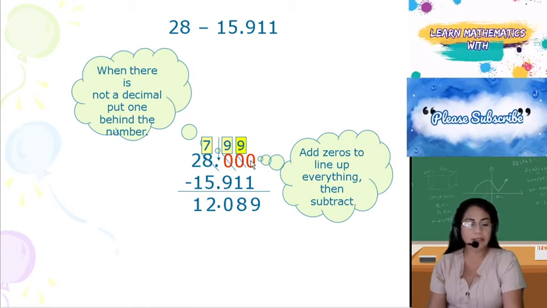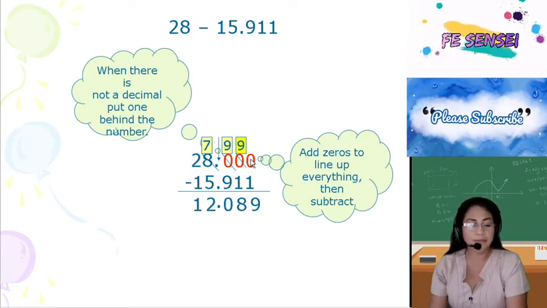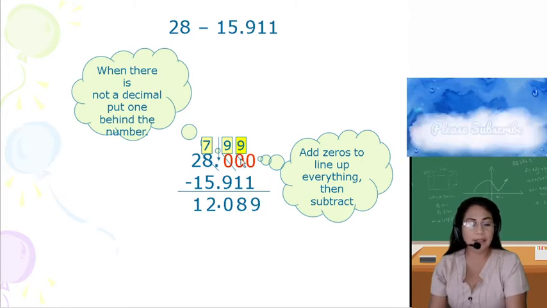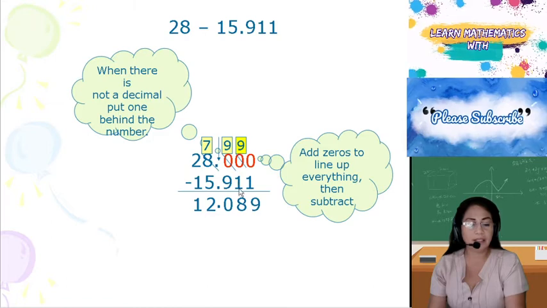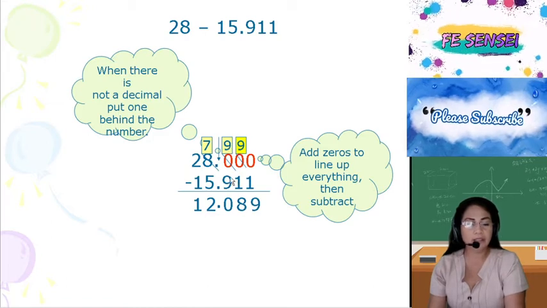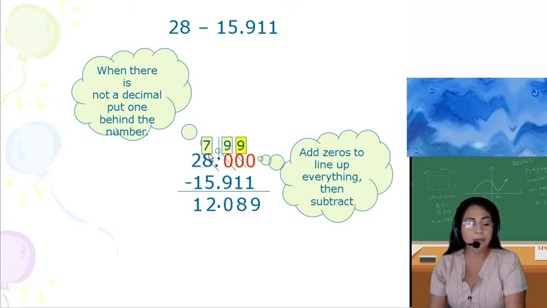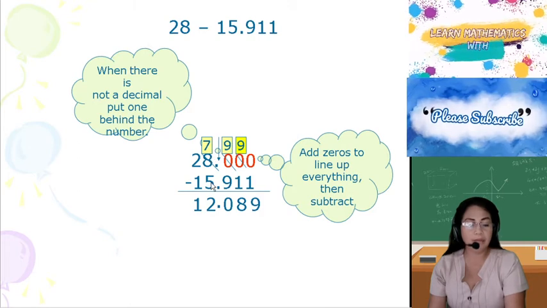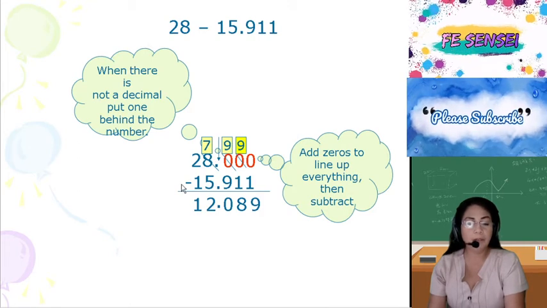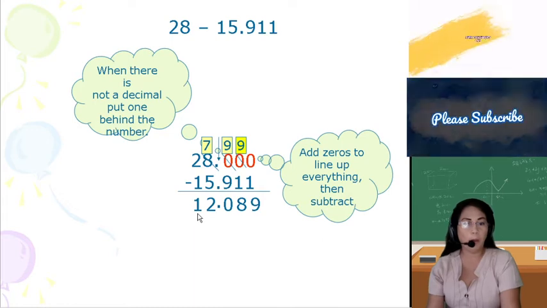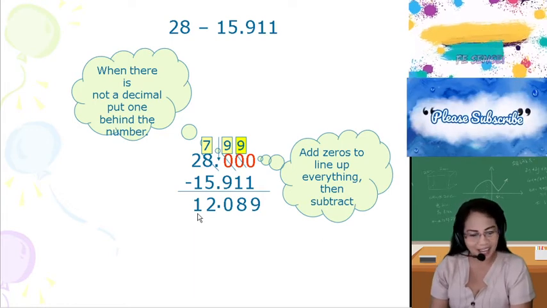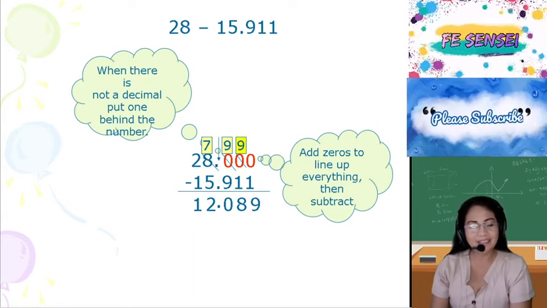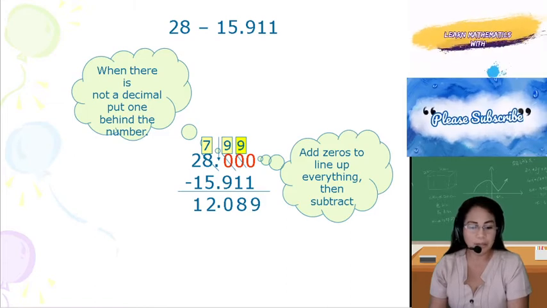So this is now 10. 10 minus 1 is 9. 9 minus 1 is 8. 9 minus 9 is 0. 7 minus 5 is 2. 2 minus 1 is 1. Okay? Got it? So simple, right?